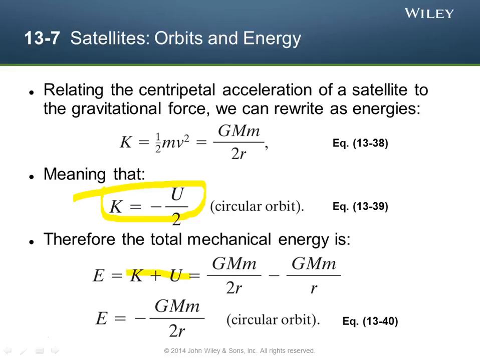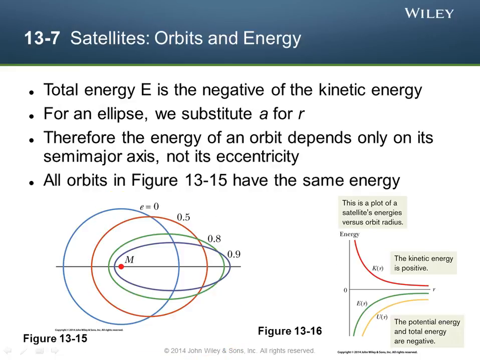And so when we add those together, we get a negative G m/2r. How this simplifies for us is that the total energy E is the negative of the kinetic energy. And so for an ellipse, we substitute A for R. And A, remember, is our semi-major axis distance. And so we actually don't depend on the eccentricity. And we just use A as our radius value.